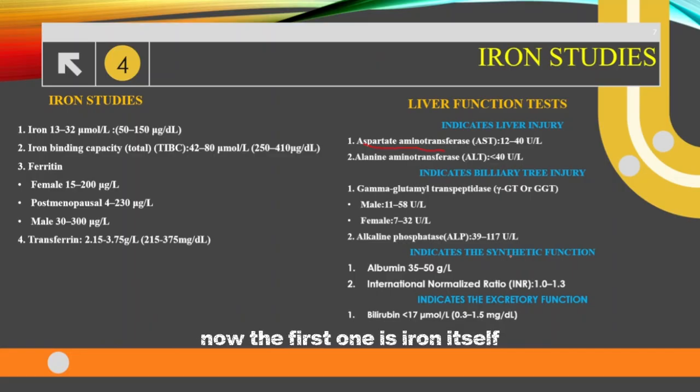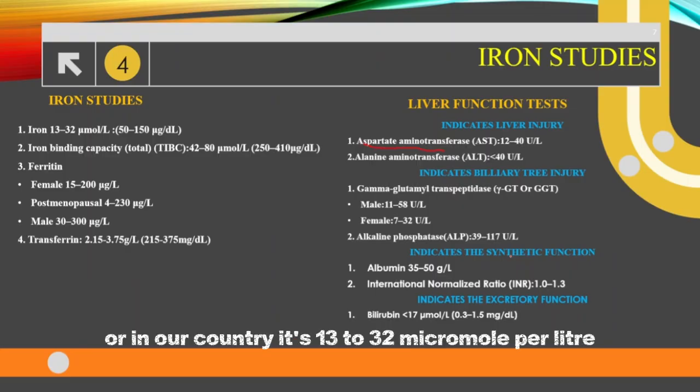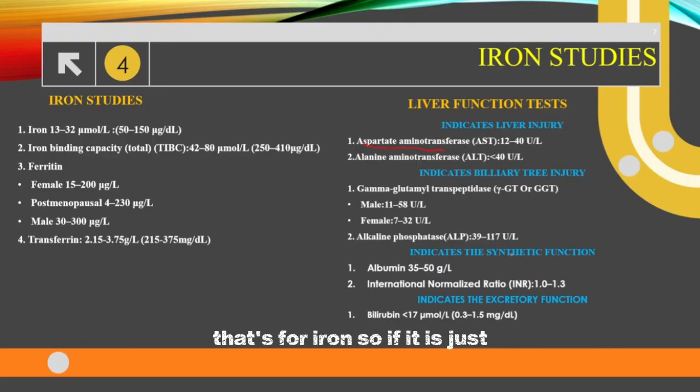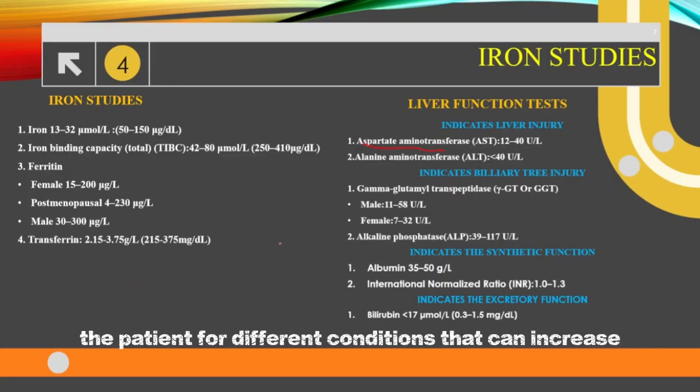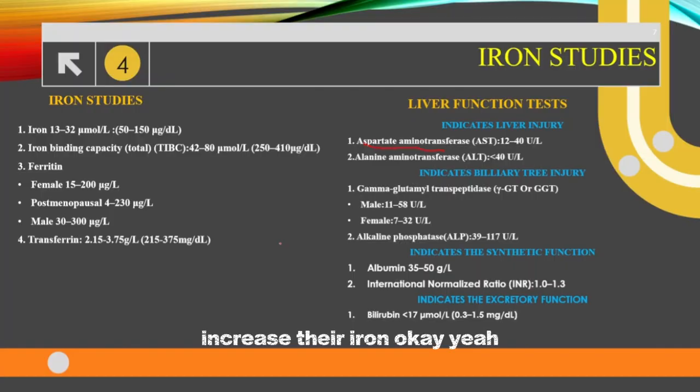Now, the first one is iron itself. The normal iron is 13 to 32 micromole per liter. Others use micrograms per deciliter, and it's 50 to 150. But the units that we usually use in our country are 13 to 32 micromole per liter. That's for iron. If it is reduced, then you've got iron deficiency anemia. If it is increased, then you've got increased iron, and you do have to screen the patient for different conditions that can increase their iron.